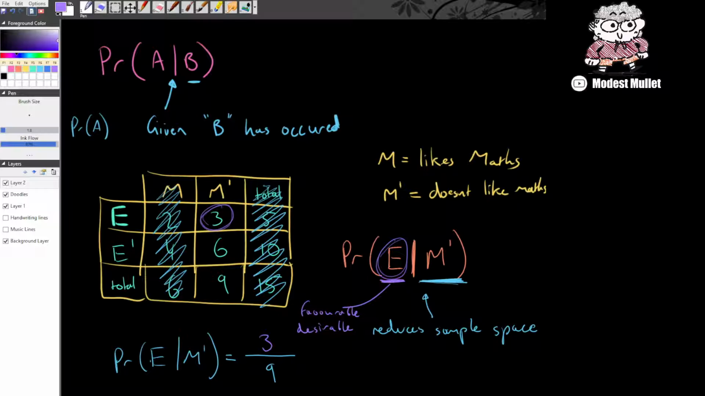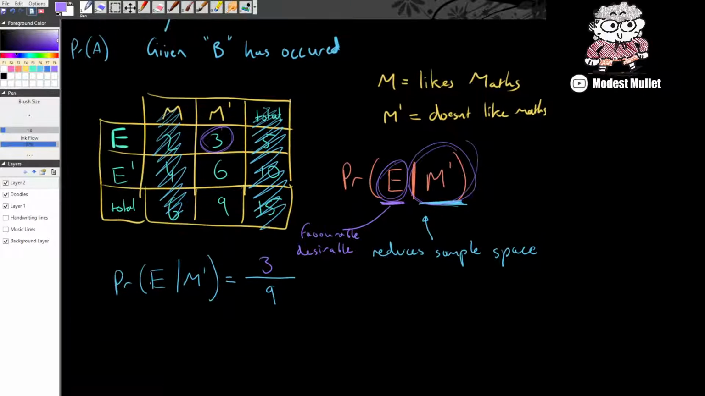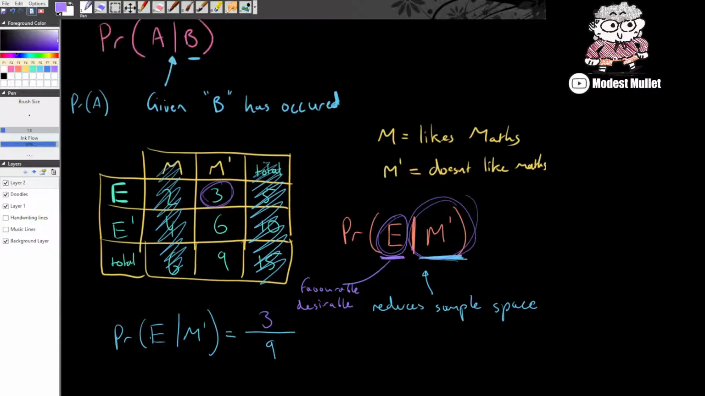So that's the conditional probability in a nutshell. The condition reduces our sample space. We get to ignore everything that doesn't meet that requirement. We could effectively delete it. Doesn't matter, doesn't exist anymore. We can ignore it for now, and then we recalculate our probability given our reduced sample space.